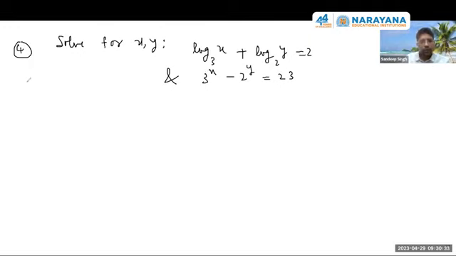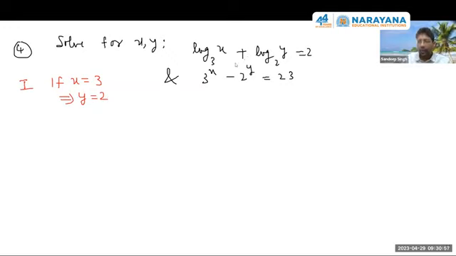So first, tell me, suppose I take the first case: if x equals 3, right? How does 3 come to mind? Just by looking at the base, because it is 3. So we decided once that let us take x equal to 3. If you take x equal to 3, then obviously y will come out as 2. So this is one solution.